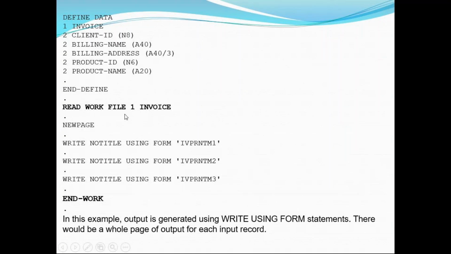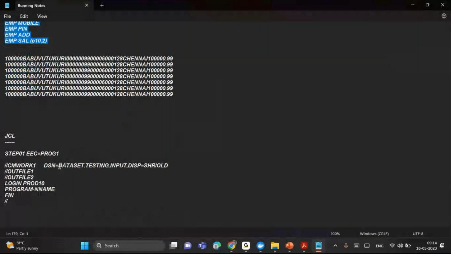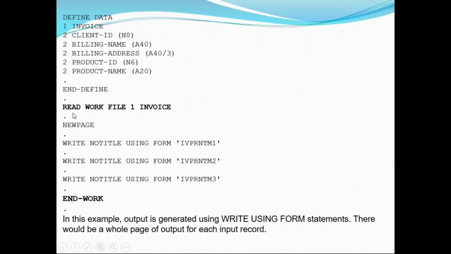READ WORK FILE means whatever input you are passing from the JCL, suppose this is the data set you are passing, then it will trigger here. The cursor will come here, it will take that and read the data set. After that there is something called invoice. What is this invoice? That is the related copy code. Whatever copy code we have here, all the columns are defined under the invoice. I am reading this work file in this particular format, which we defined within our program, so all the data will be here.